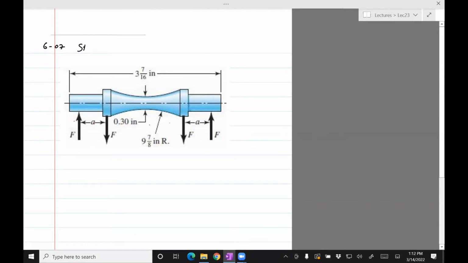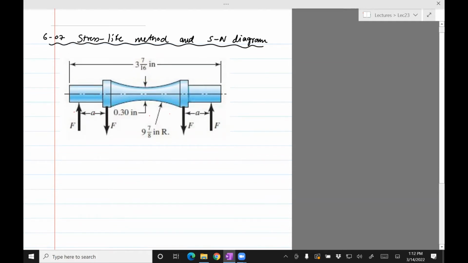So the stress life method and diagram. Okay, so far we've only seen tensile loading. This is not loaded in tension, it's actually loaded in bending.